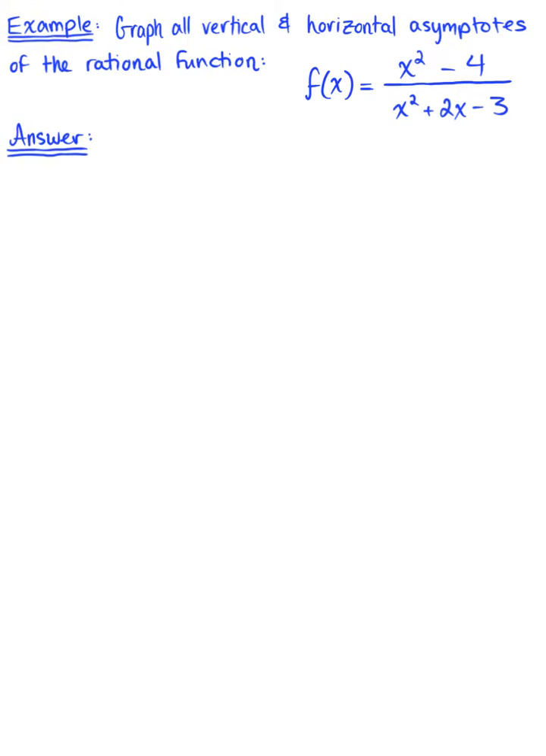Graph all vertical and horizontal asymptotes for the given rational function. And here we have the function f of x is equal to x squared minus 4, all divided by x squared plus 2x minus 3.